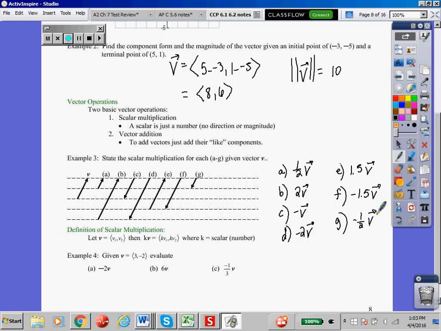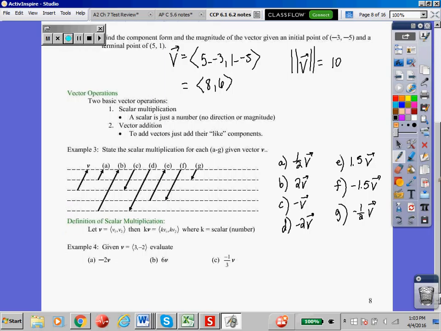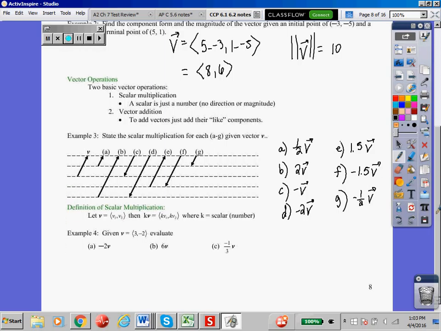Look at example 4 with me, because this stuff's actually very, very straightforward. Not bad at all. It says if you have vector v is 3, negative 2, what would negative 2 times vector v look like? It's going to be negative 6, 4. Do you see what I did? I multiplied each component by negative 2. So you guys, this is really easy, okay? So you guys try B and C.